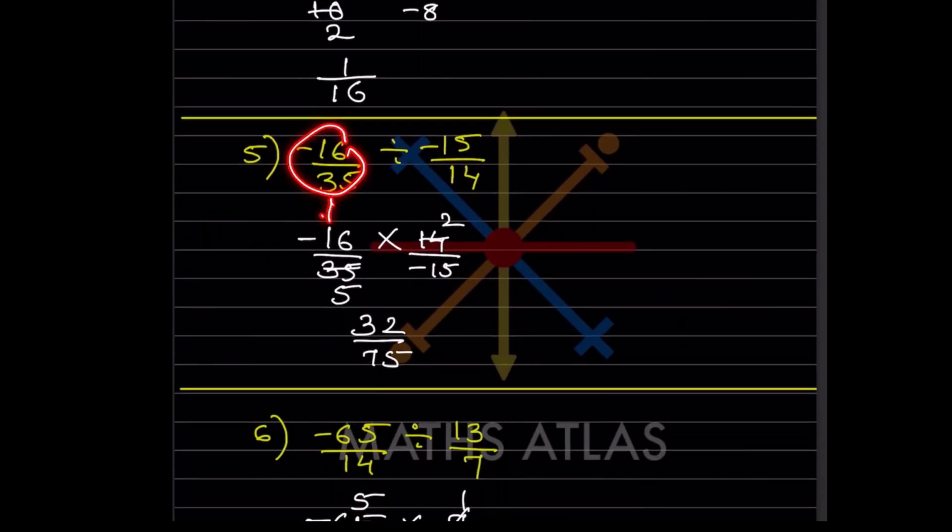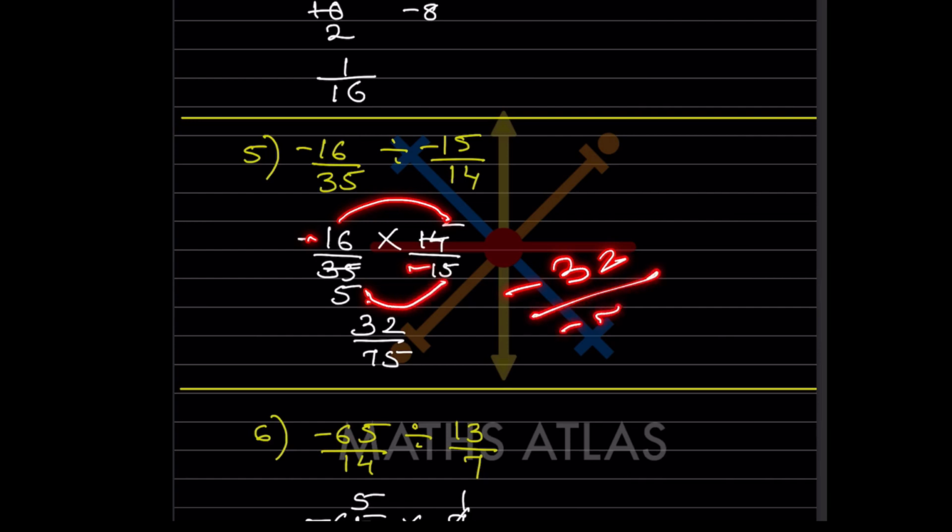Again, this is going to be the same, this becomes multiplication, so this is going to get flipped over. So 14 by minus 15, so 7 twos are and 7 fives are 35. So here what we can get, 16 twos are 32, but that is minus here, minus 32, and 15 fives is 75, but that will be minus 75. So this minus and this minus becomes plus, so that will be 32 by 75.